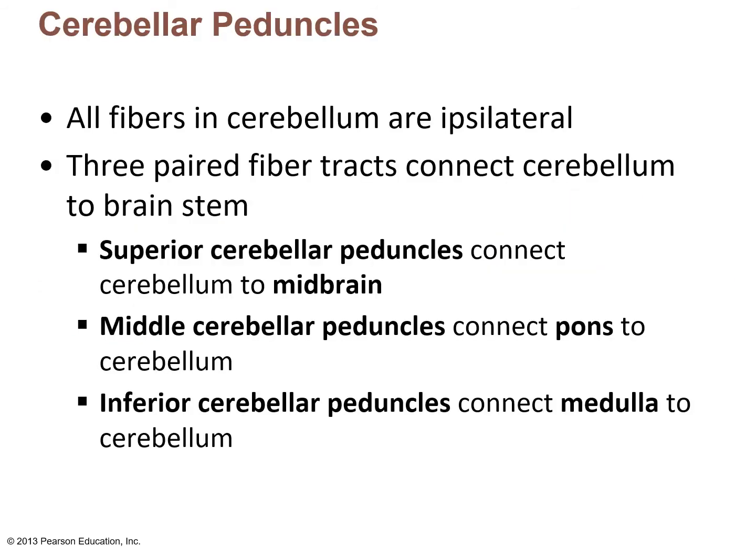The cerebellar peduncles contain fibers. So all of the fibers in the cerebellum are actually ipsilateral. This is a direct contrast to the fibers from the cerebrum, which control contralateral portions of the body. So what this means is something that may seem kind of confusing. The cerebrum will direct motor movements of the opposite side of the body. The cerebellum will actually coordinate motor movements on the same side of the body.